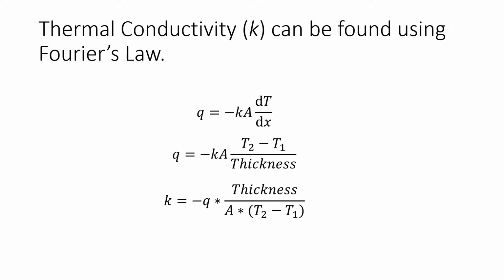Thermal conductivity can be found using Fourier's law, which is that heat transfer equals the negative of thermal conductivity times the cross-sectional area multiplied by the temperature gradient in the spatial direction. The equation can then be solved for K. This was used to solve analytically for the thermal conductivity.